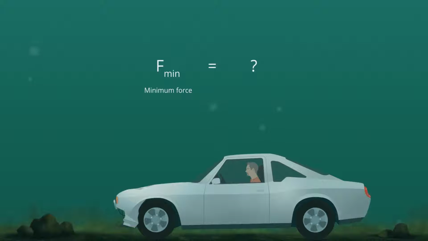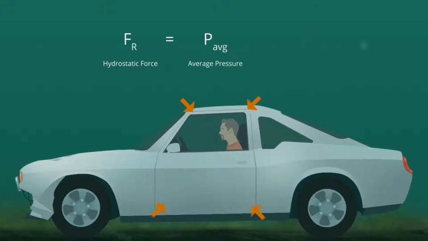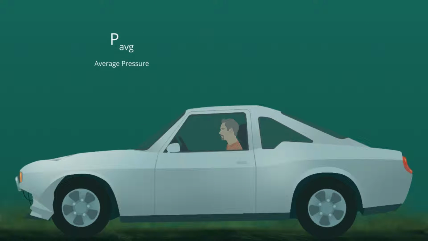In order to open the door, the occupant must apply a force larger than the hydrostatic force acting on the door at the pressure center. So what is hydrostatic force? It is the product of the average pressure acting on the door and the area of the door. The average pressure on the door is the pressure value at the centroid of the door.